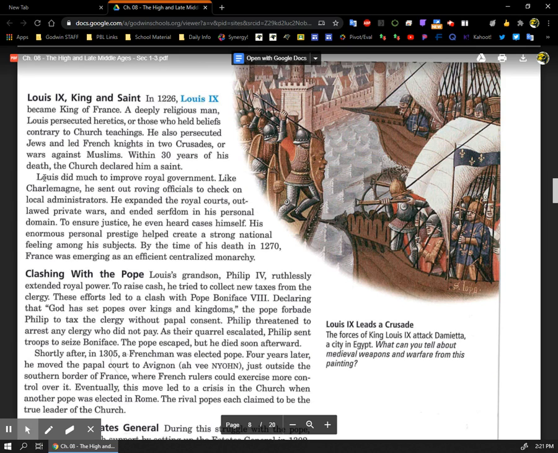Louis did much to improve royal government. Like Charlemagne, he sent out roving officials to check on local administrators. He expanded the royal court, outlawed private wars, and ended serfdom in his personal domain. To ensure justice, he even heard cases himself. His enormous personal prestige helped create a strong national feeling among his subjects. By the time of his death in 1270, France was emerging as an efficient, centralized monarchy.